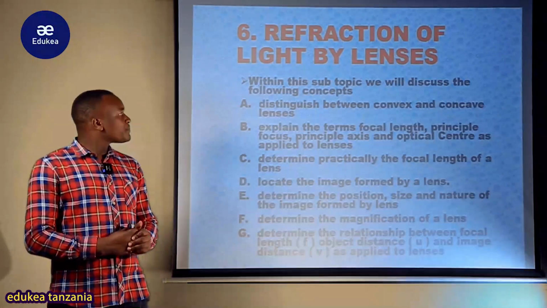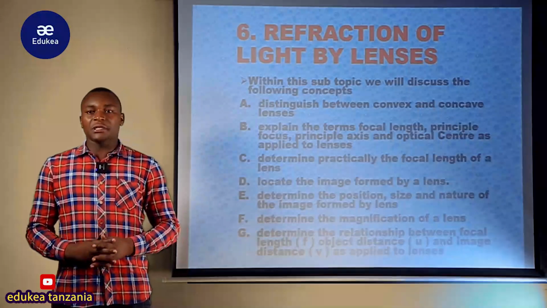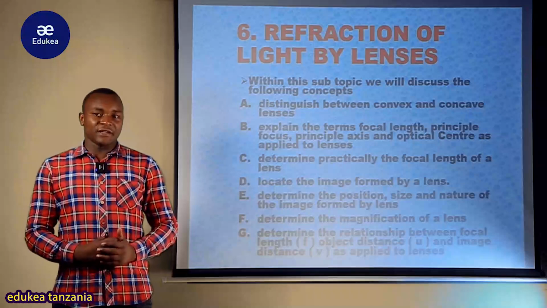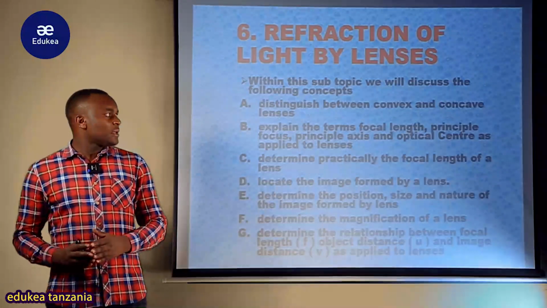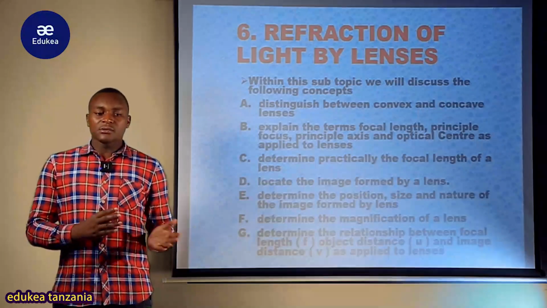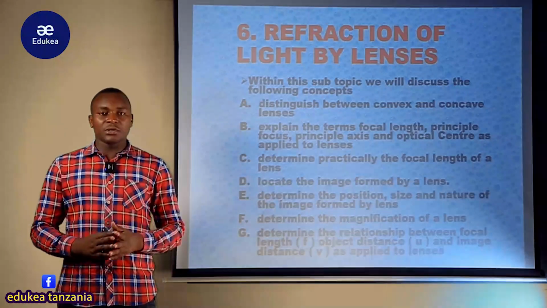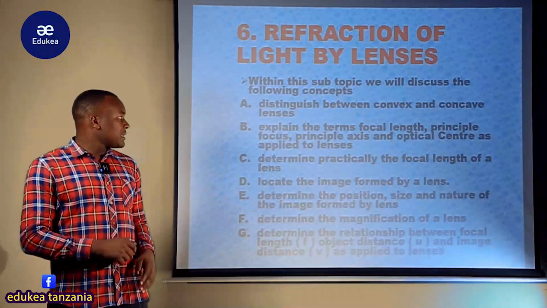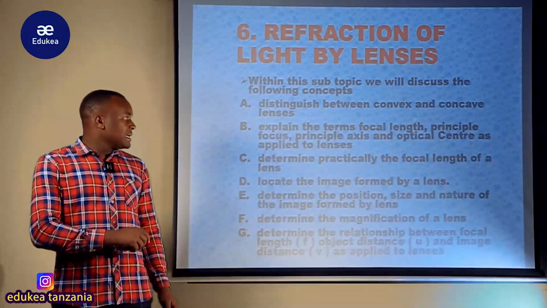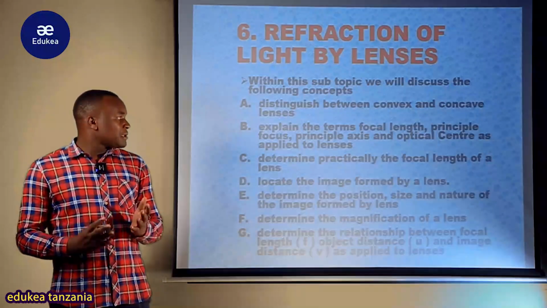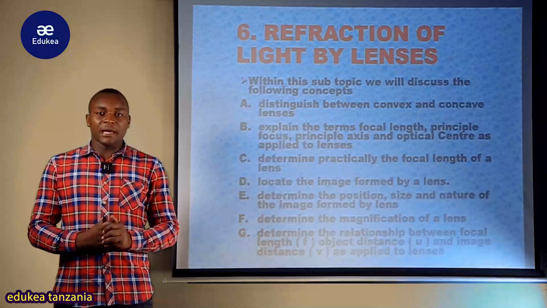Within this subtopic, there are some concepts which are covered. Among them is to distinguish between convex and concave lens. So within this topic, we learn how we can distinguish between a concave lens and a convex lens, but also we try to explain some terms like focal length, principal focus, principal axis, optical center, as they apply to a lens.